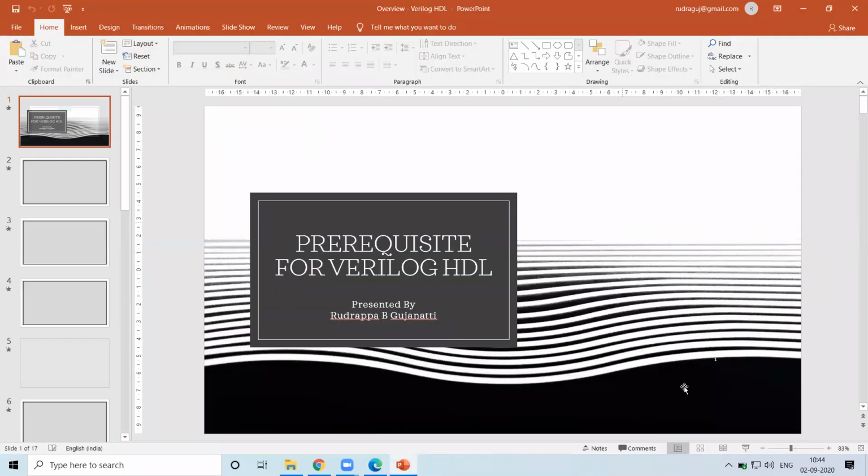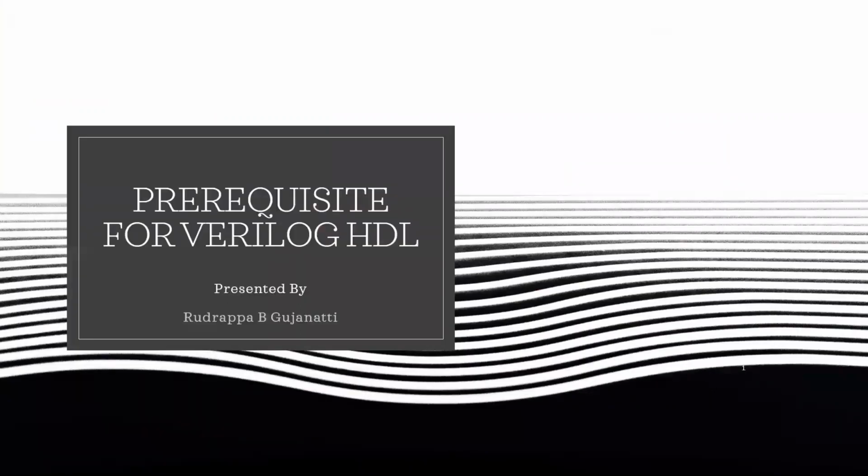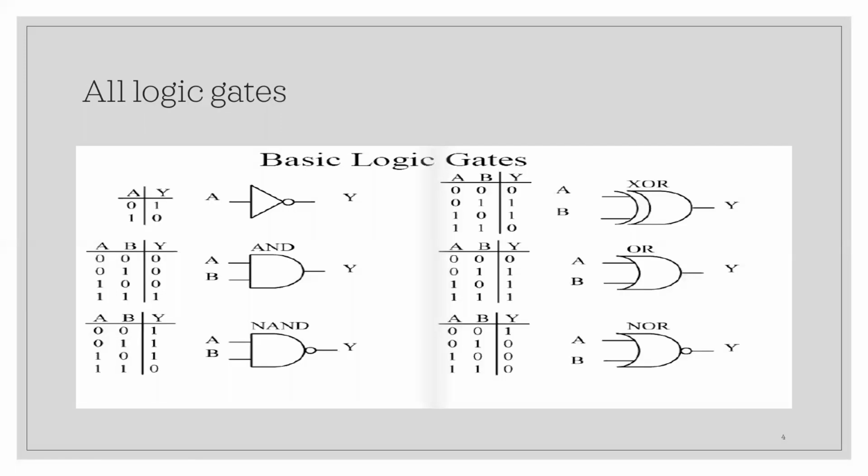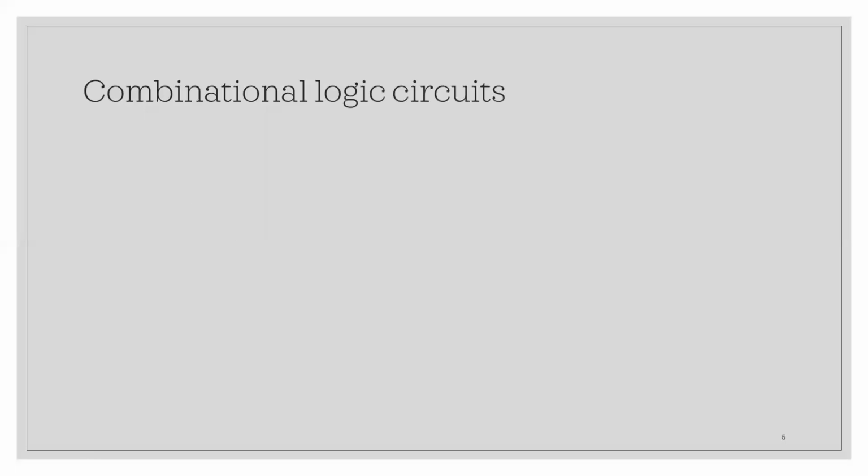So what we'll be doing is going through some prerequisites for this subject, in which we'll be discussing basic gates, universal gates, combinational logic circuits, and sequential logic circuits. Under these all things are there. So in the next class I'll be discussing these. If possible, you can just go through these topics that I am displaying now.